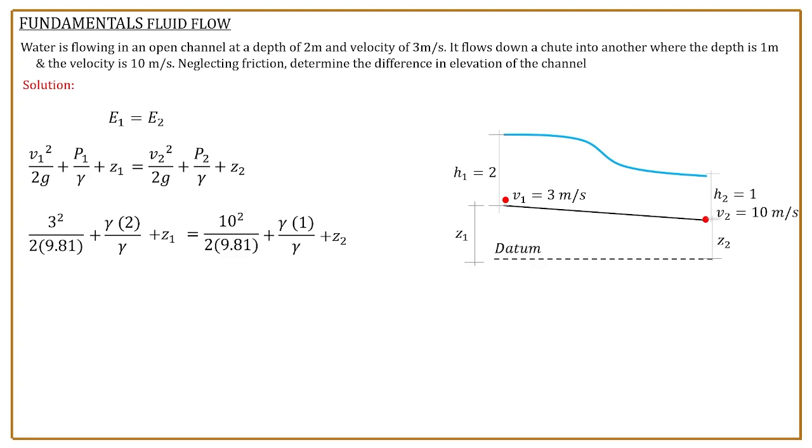Okay, our answer here is Z1 minus Z2, that is 3.638. That is our difference in the elevation of the channel.